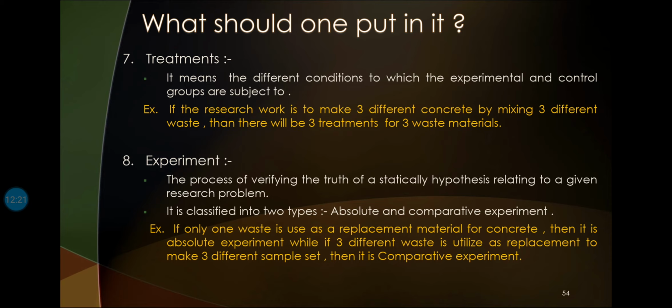It can be classified into 2 parts, absolute and comparative experiment. If only one waste is used as a replacement material for concrete, then it is an absolute experiment. While if 3 different wastes are utilized as a replacement to make 3 different sample sets, then it is a comparative experiment. When you compare the results between various methods, it is a comparative experiment, and when you talk about only one method and one strategy, then it is absolute.